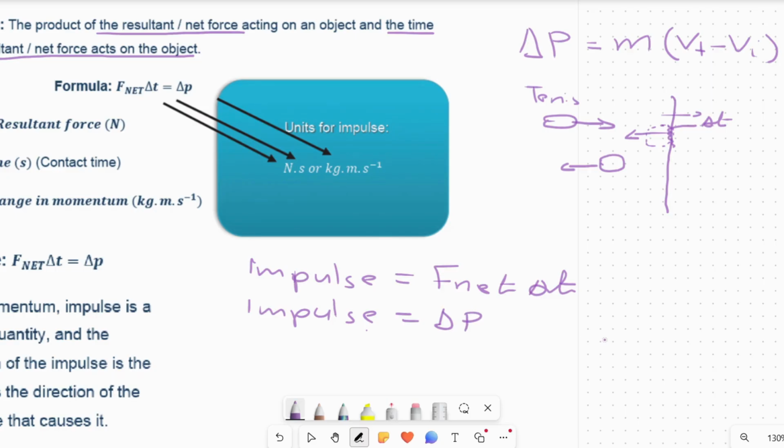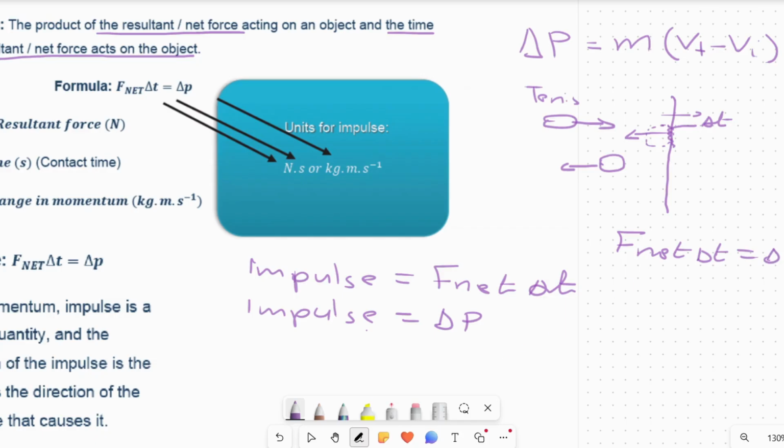Why? Because the change of momentum only happens if there is a net force acting on that object. But we know that a net force acts on an object for a particular time. That is the reason why we want to measure the impact of that force acting on that object. So now we combine these two formulas, because if this is equal to the impulse and this is equal to the impulse, it means we can make a nice impulse theorem equal to a change of momentum.